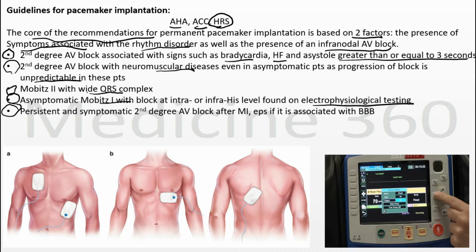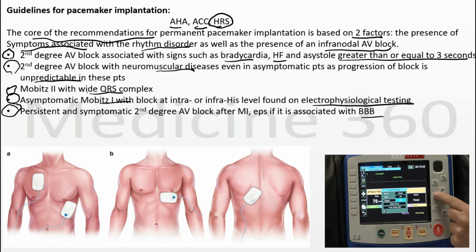As we discussed earlier, in MI the second degree or third degree block can be temporary. If the block persists and is symptomatic, then we do permanent pacemaker implantation in these patients, especially with bundle branch block.